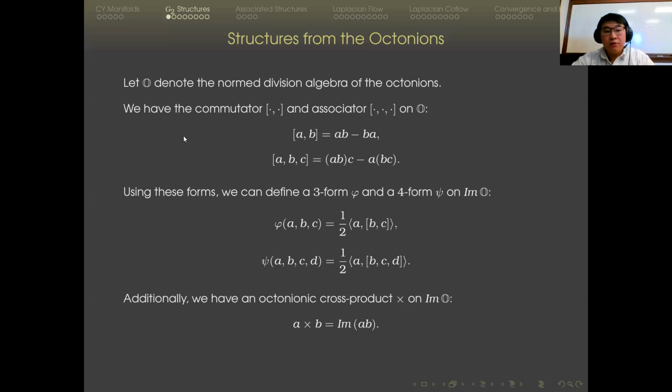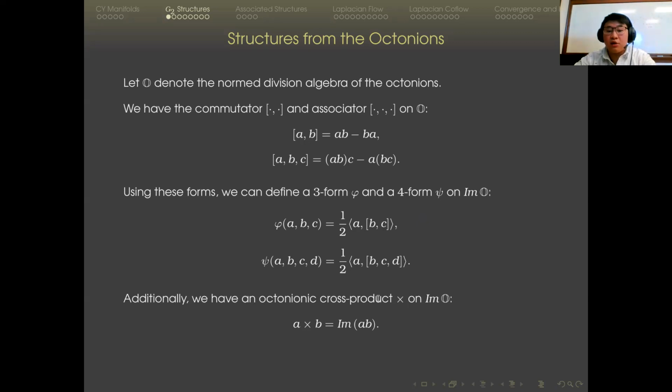As stated here, we'll let O denote the octonions, and we can consider the commutator and the associator of octonions. Since the octonions aren't commutative and they aren't associative, these two operators are non-zero. It turns out that these operators allow us to define a 3-form and a 4-form just by combining the associator with the inner product or the commutator with the inner product. And when we restrict our attention to just the imaginary octonions, these are completely skew-symmetric in all of their inputs. So they do define a 3-form and a 4-form.